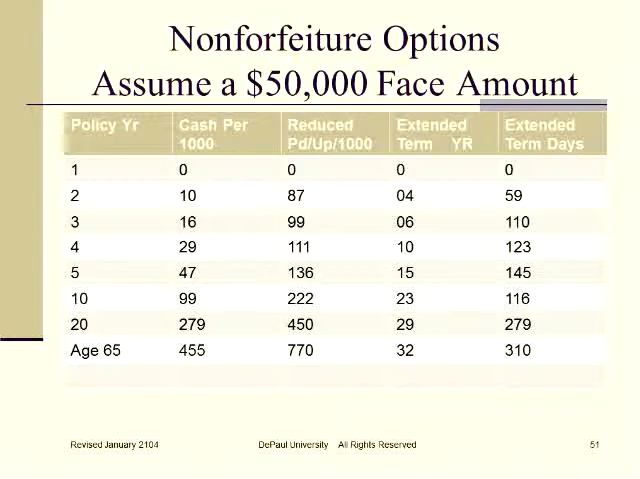This shows that in policy years 1, 2, 3, 4, 5, 10, 20, and age 65, this is hypothetical, you have $50,000 of face amount or death benefit. Let's look at the 5th year. It says you have $47 of cash. I just picked out numbers for an example.